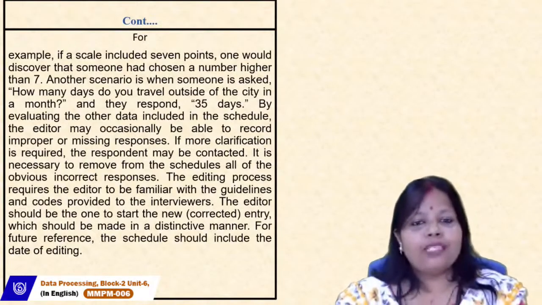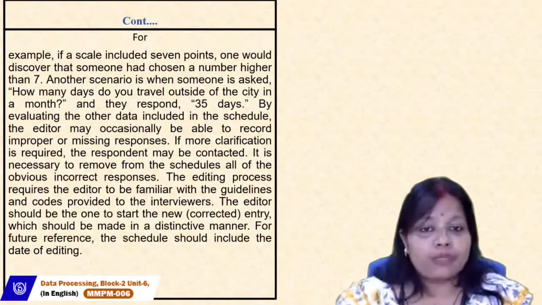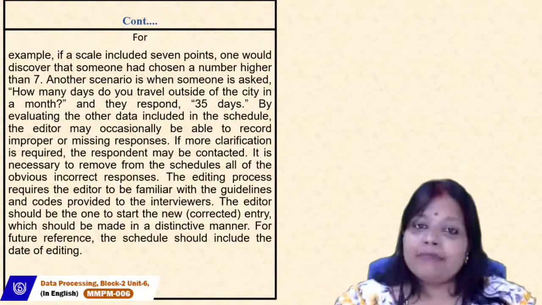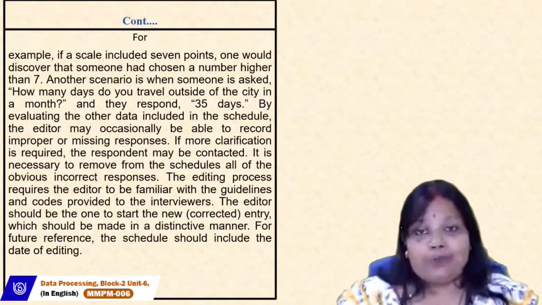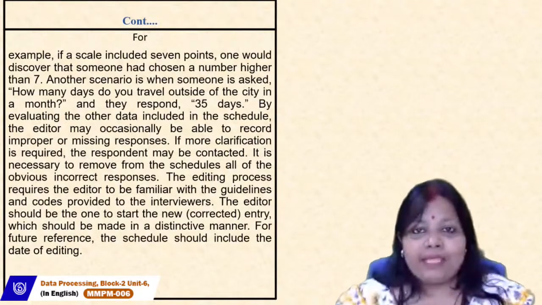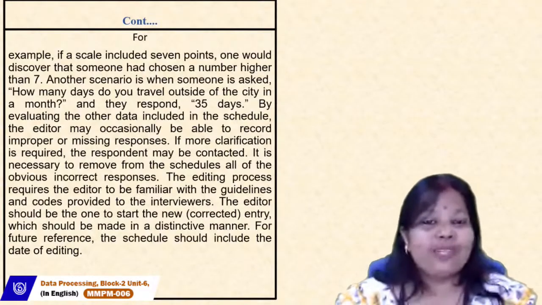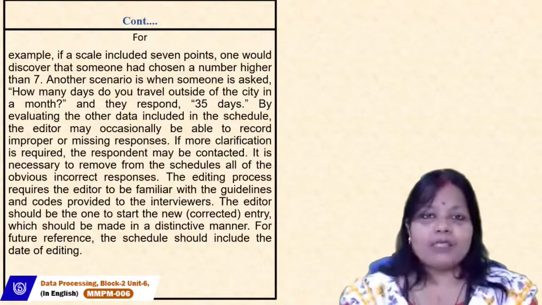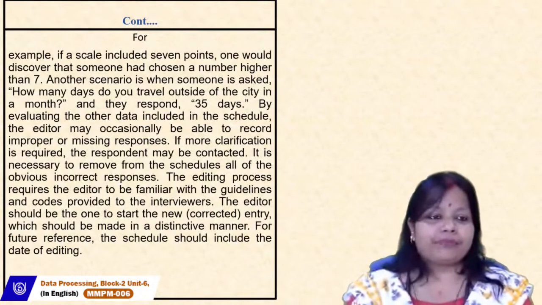Another scenario is when someone is asked, how many days did you travel outside of the city in a month? And the respondent gives the response 35 days. How is 35 days possible, as a month contains only 30 or 31 days? So 35 days is purely a wrong answer. By mistake it is written, or something has happened. So these things need to be corrected immediately.